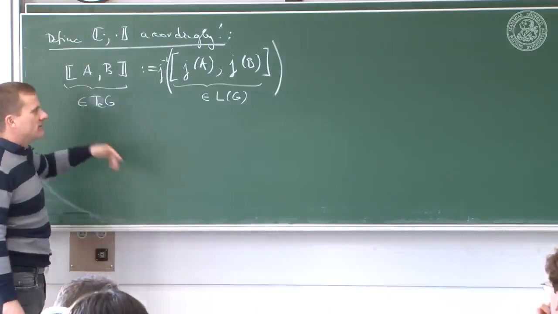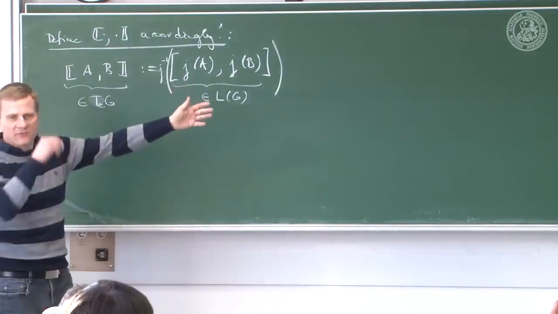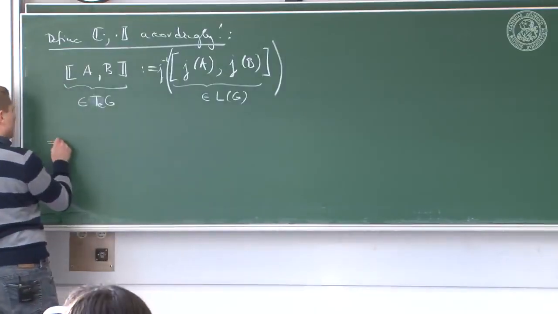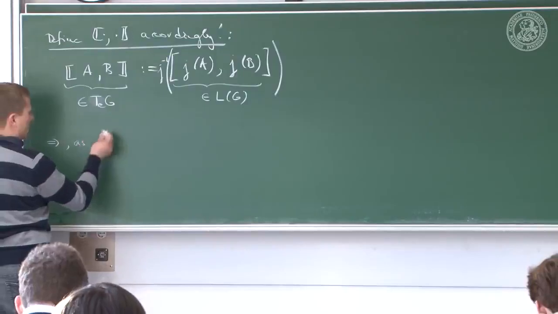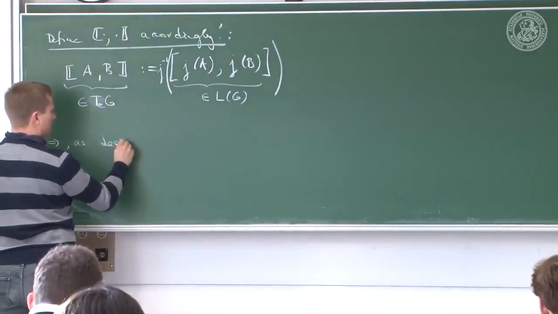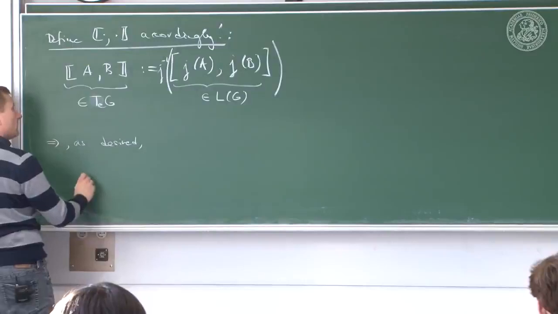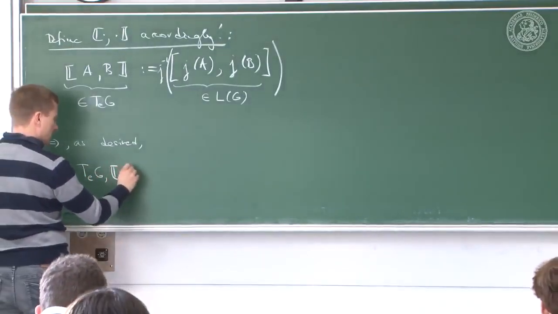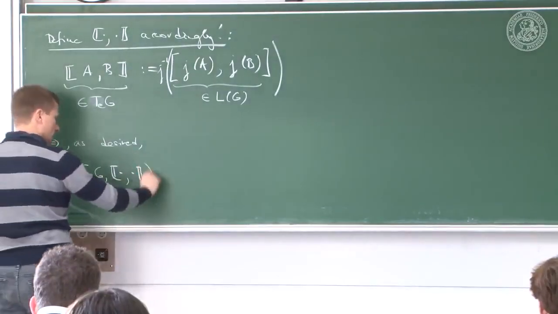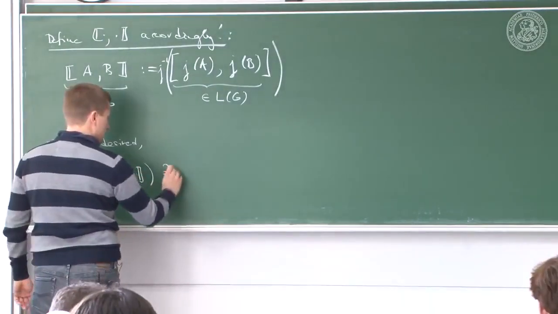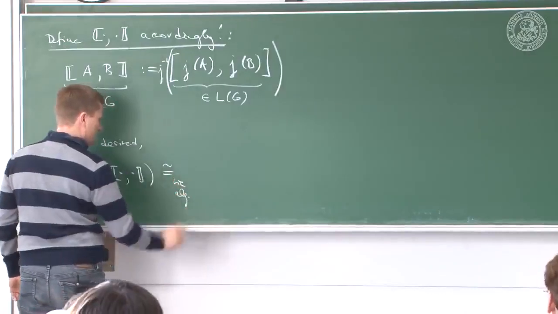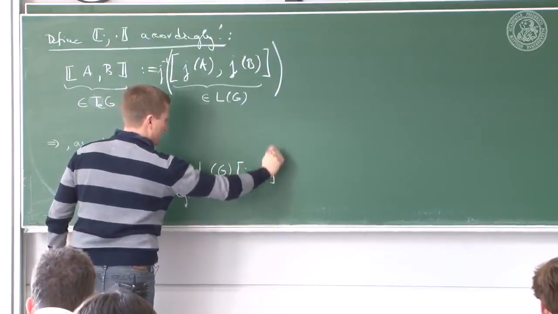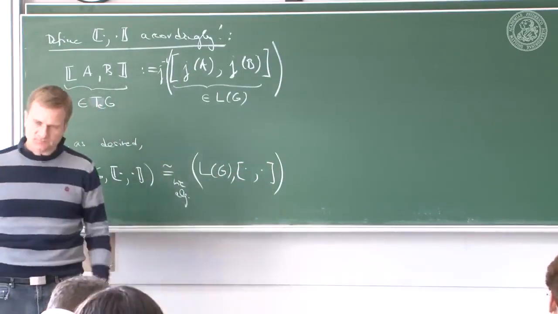Okay, and then you have as a theorem what I wrote down before, what I would like to have, namely that, well, then, as desired, it follows that TeG with this guy is isomorphic as a Lie algebra to L of G with the commutator bracket of vector fields.